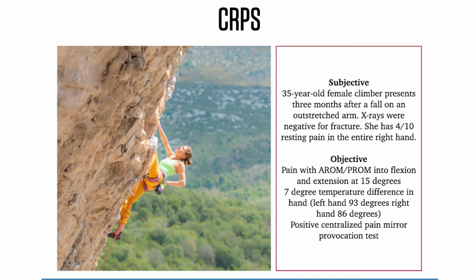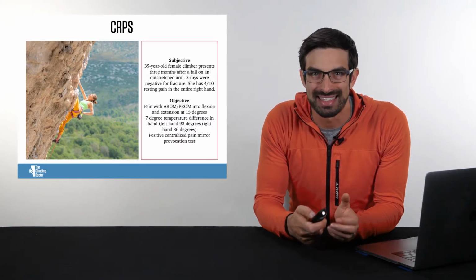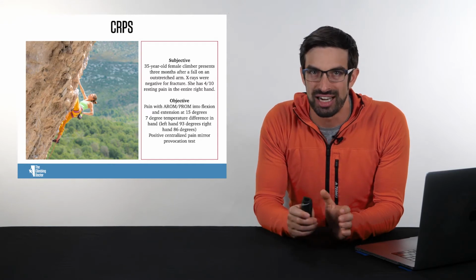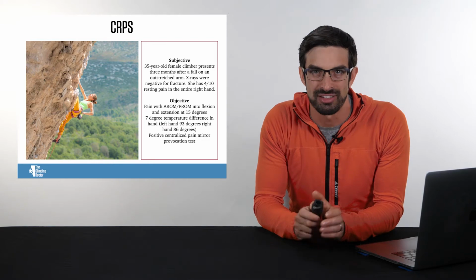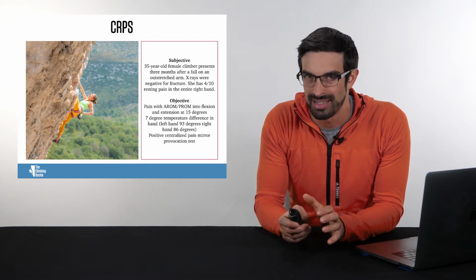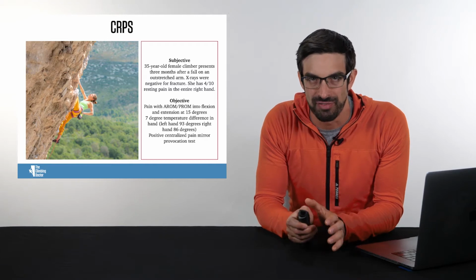This climber presented 3 months after a fall on an outstretched arm. X-rays were negative for fracture, and she had 4 out of 10 resting pain through the entire hand. With objective testing, pain was with active and passive range of motion into flexion and extension of the wrist at 15 degrees. There was a 7-degree temperature difference in the hand.